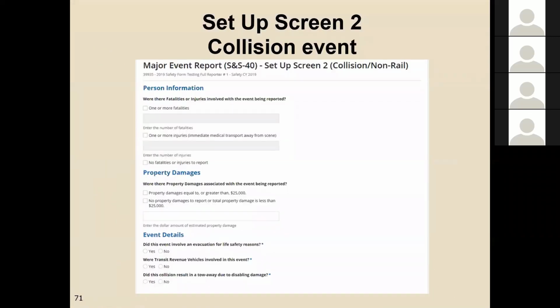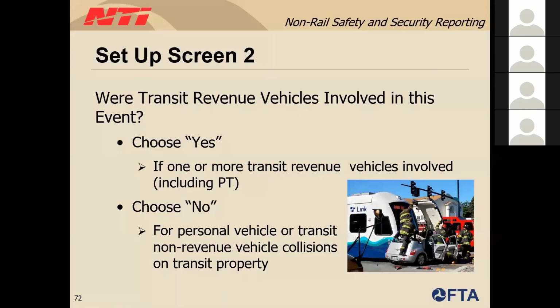This is a snapshot of setup screen 2 for non-rail mode collisions. As I mentioned, if you chose collision on screen 1, then screen 2 captures if there were transit revenue vehicles involved in the event. Select yes if transit vehicles, including purchased transportation vehicles, are included. You would select no when the collision involves a private vehicle on transit property or a transit non-revenue vehicle collision occurs on transit property. Examples will be provided on slide 55.